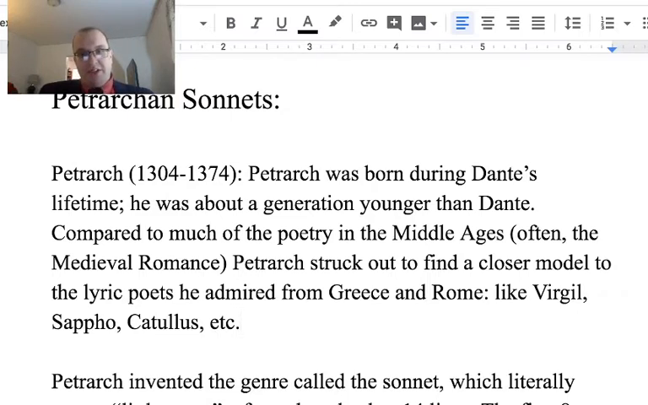The ancient Greeks and the ancient Romans did things right, and we kind of lost that during those, well, about 10 centuries after the fall of Rome. And so he wanted to go back to that. So he helped pioneer a genre that we now call the sonnet.